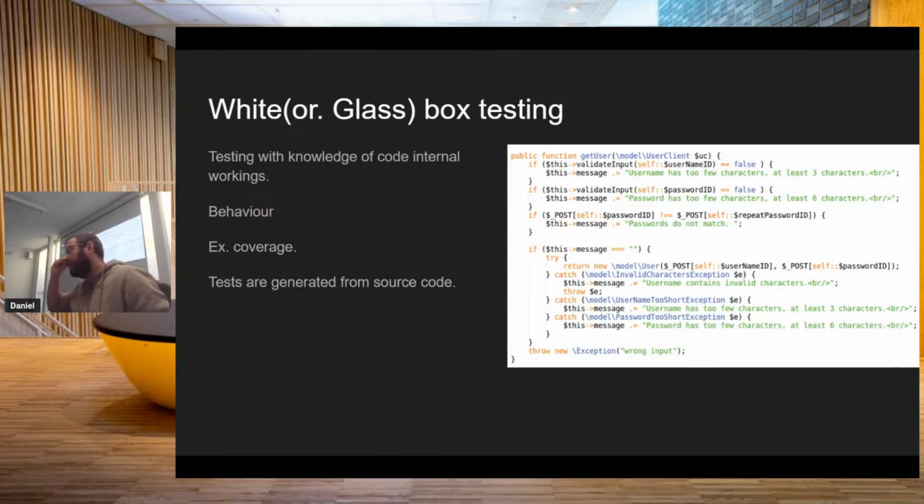So I could do this. I could think about this since I have the code. If you only get a black box with get user, where you send a user client to it, you might not know all of these cases. So with more information, with how the code works, it's easier to find specific cases. So testing with knowledge of the code, or with the internal workings of the code, we call that white box or glass box testing. We can generate tests from code. We can give code to a large language model and say that I want to have a test case that reaches this if statement here.